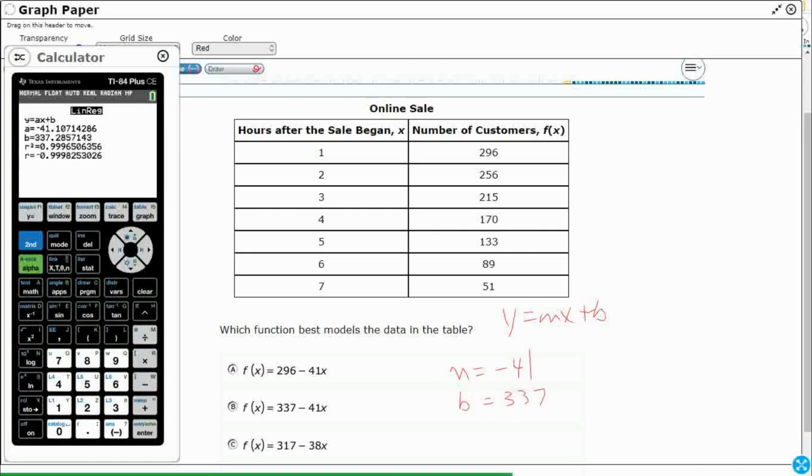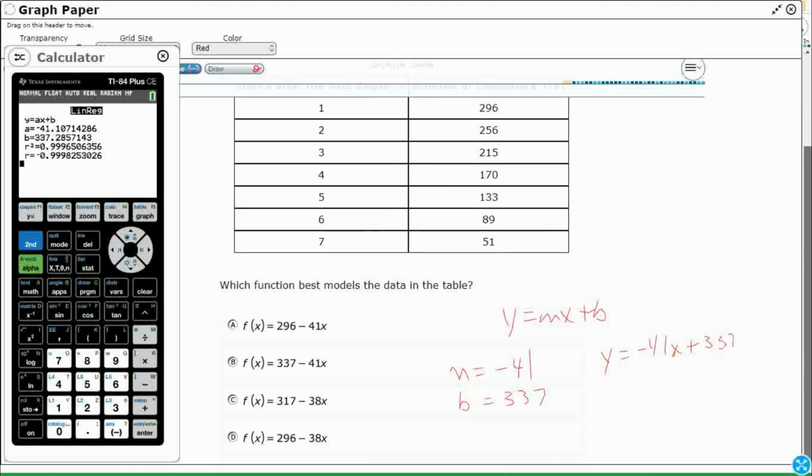Okay, so it looks like I could say y equals negative 41x plus 337. Now all they do is swap it. Okay, y equals 337 minus 41x. We could use the commutative property of addition to add those in any order. So there we go. Our answer is going to be B.